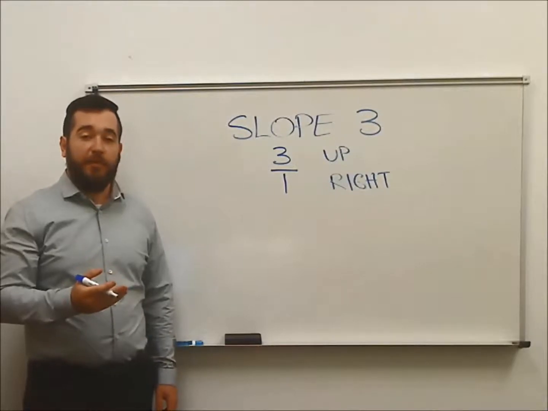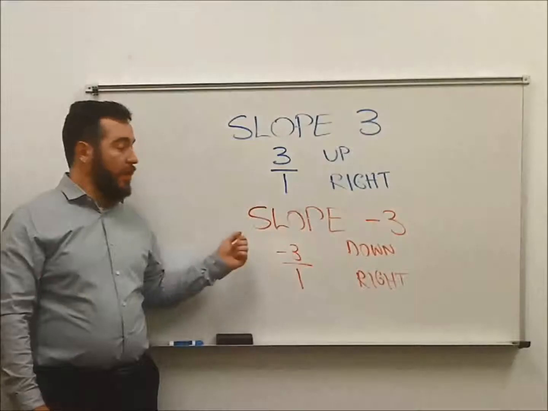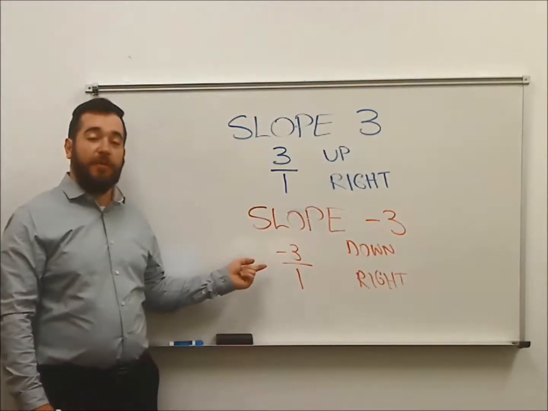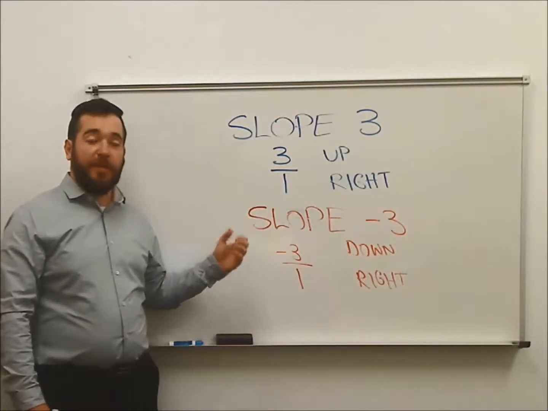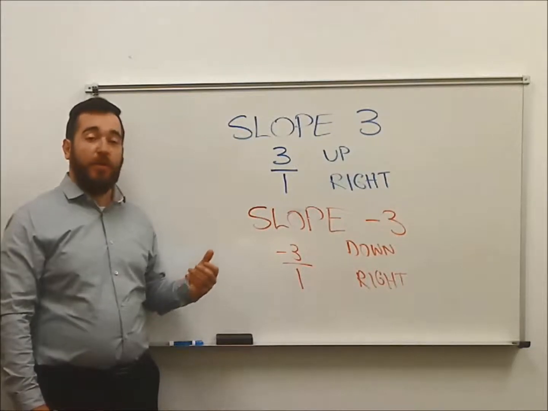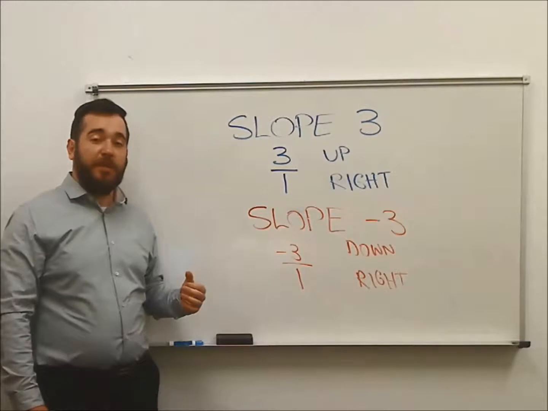Let's look at it a different way. Let's say our graph has a slope of -3. This means that the line moves 3 units down for every 1 unit it moves to the right. So think of slope as the top number being how much you go up if it's positive, or down if it's negative, with the bottom number being how many units you'll move to the right.